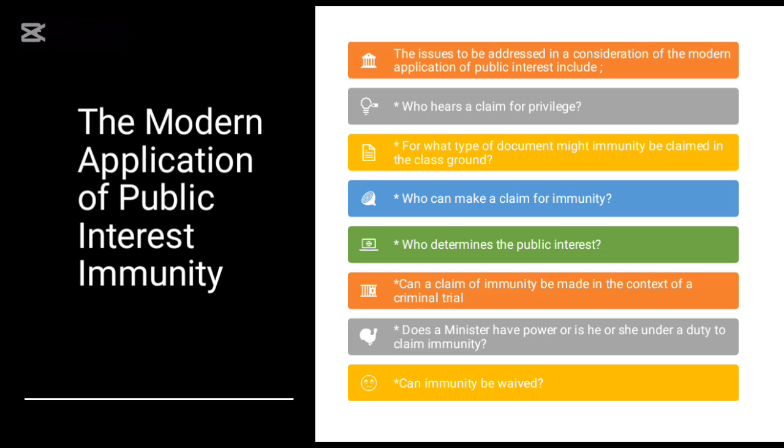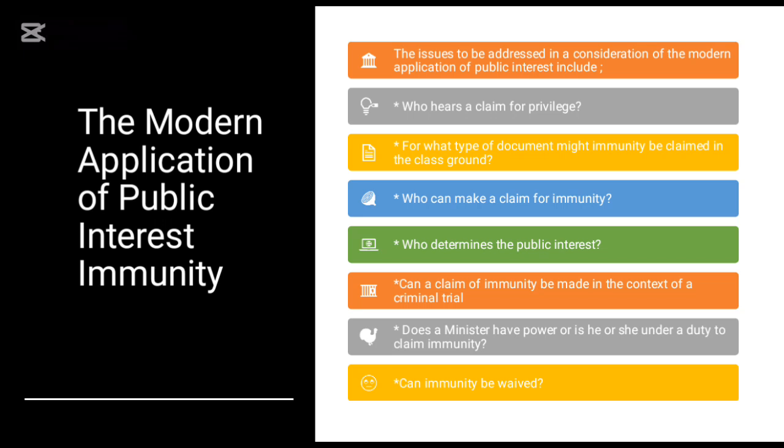Then the sixth is, does a minister have the power to claim immunity? Yes, a minister has the power to claim public interest immunity, but they are not under an absolute duty to do so. The minister must make a judgment about whether disclosing the information would harm the public interest, but the courts have the power to assess whether the claim is valid and whether the public interest immunity should apply.